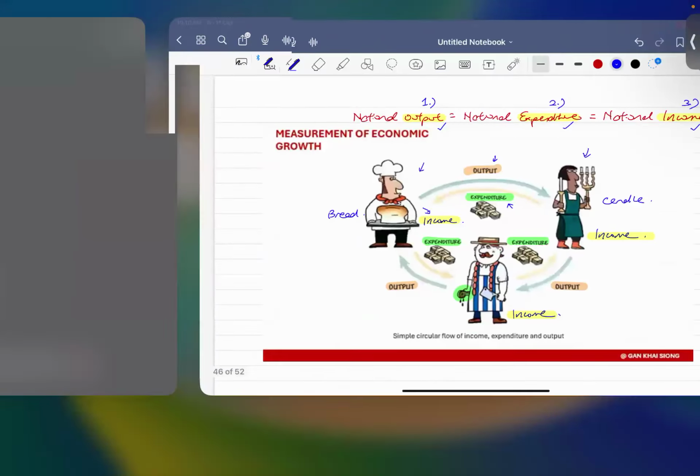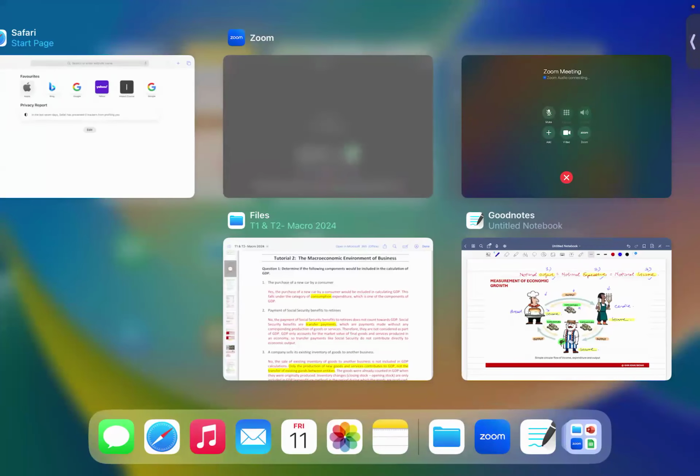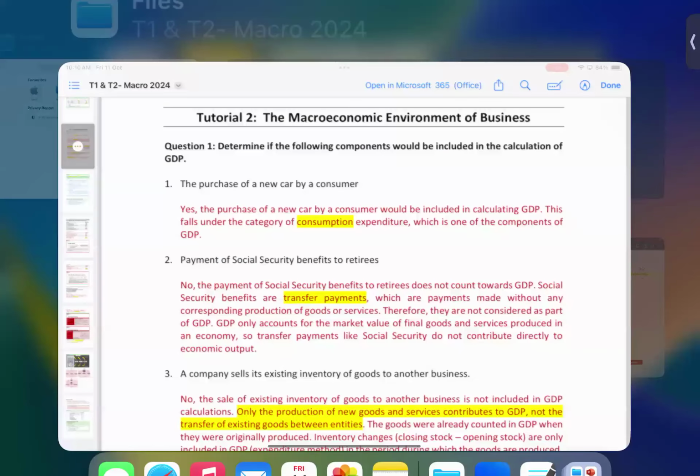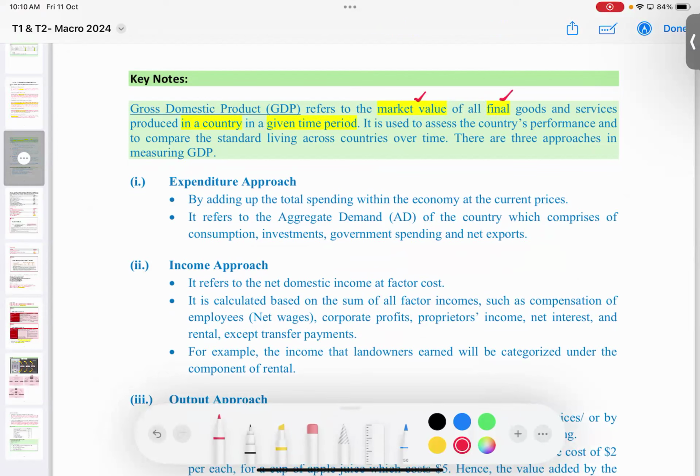Now let's have a look into our notes. Before we look into the question, I want to see the notes here first. You scroll down and you see the notes. In the previous lesson, we had already defined what GDP is. We say GDP refers to the market value of all final goods and services in the country in a year.